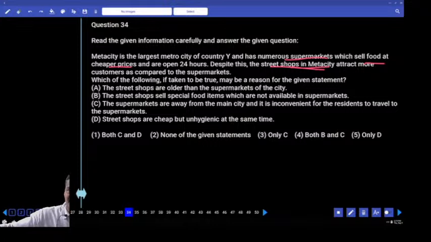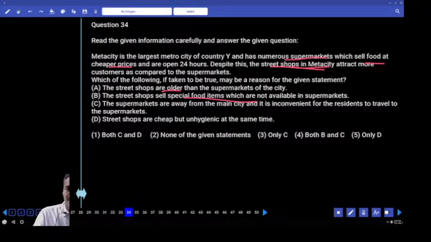Though they are selling at a very cheaper price and many stores are there, still these street shops are attracting more customers. What could be the reason? Maybe because of availability, isn't it? Street shops are older. Is it based on older here? No. The street shops sell special food items, maybe this could be the reason. That means the foods that were not available in the supermarket, they are getting here. That is the reason more and more people are opting for street markets.